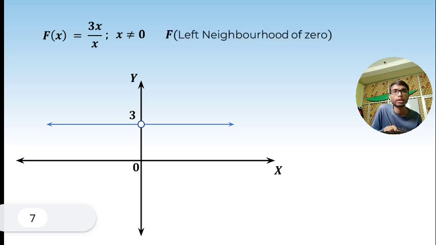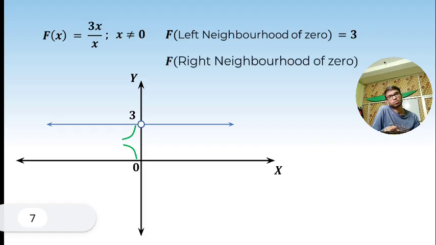A left neighborhood of 0. Here we are entering x close to 0. This is 3. The function came to 3. And the right neighborhood of 0, this.